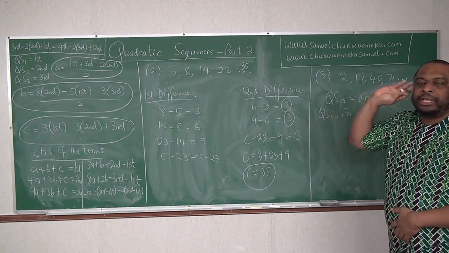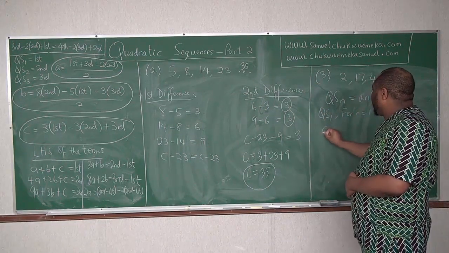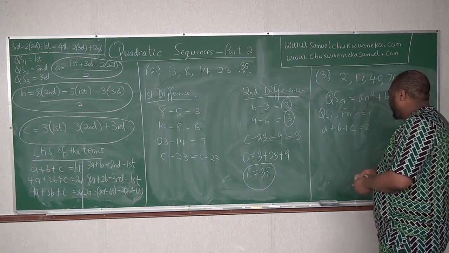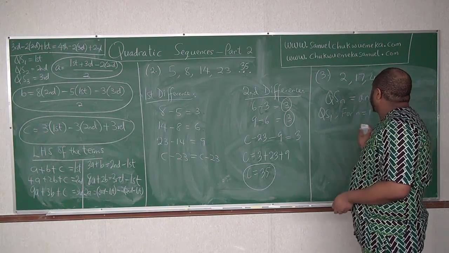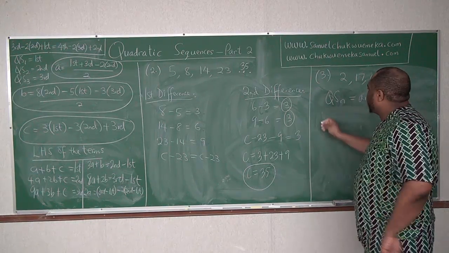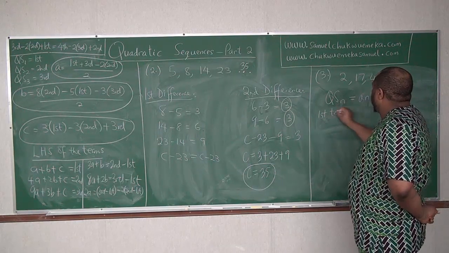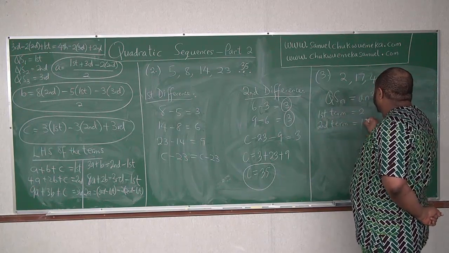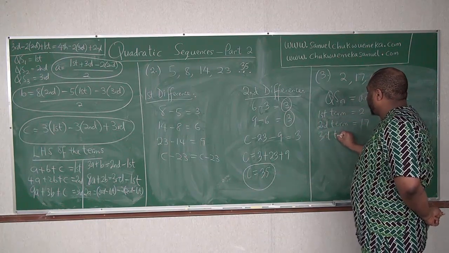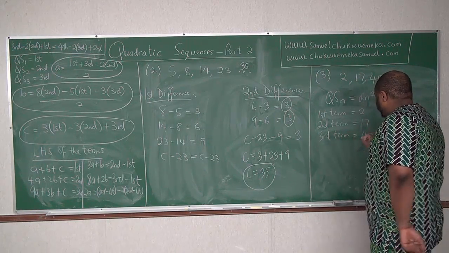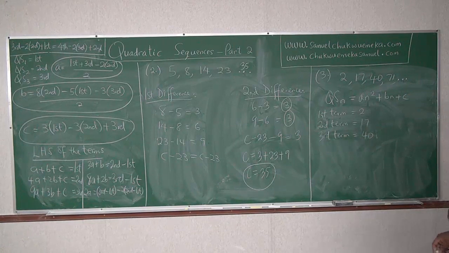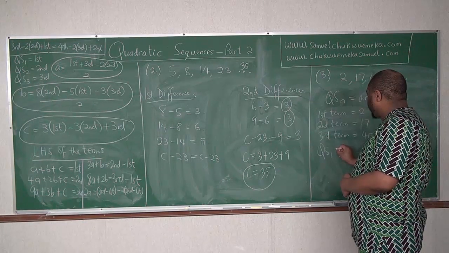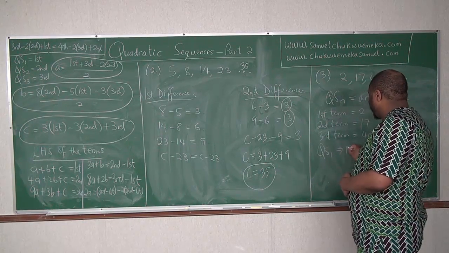So it is important you begin with part 1. So we see that A plus B plus C, the first term here is 2. We can just write it first. First term is 2. Second term is 17. Third term is 40. So QS1 means n equal to 1.